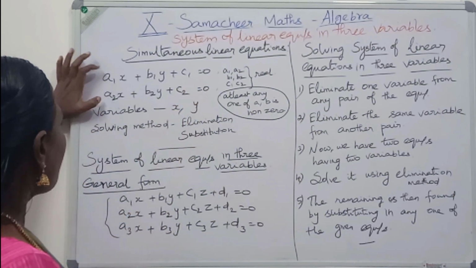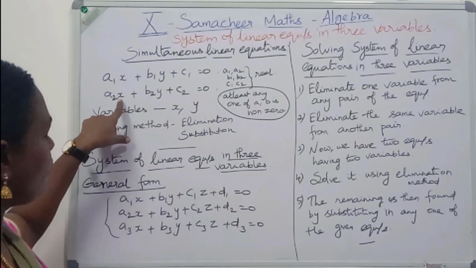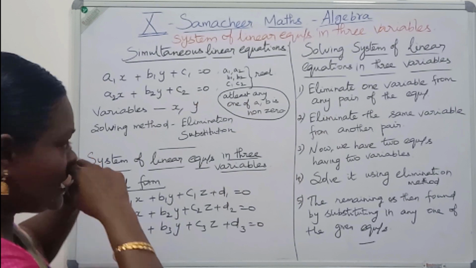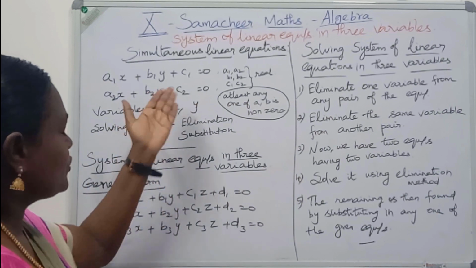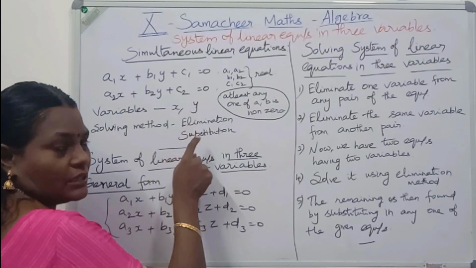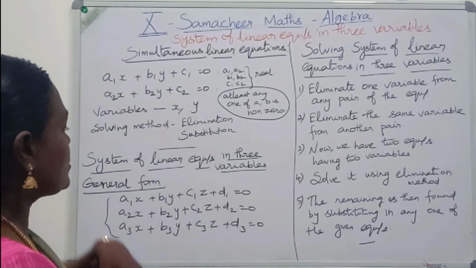So what are the variables used in these two equations? One variable is x, another variable is y. X and y variables are used there. How did we solve the two equations? We solved using two methods. One is the elimination method, another one is the substitution method. Using these two we solved those simultaneous equations.